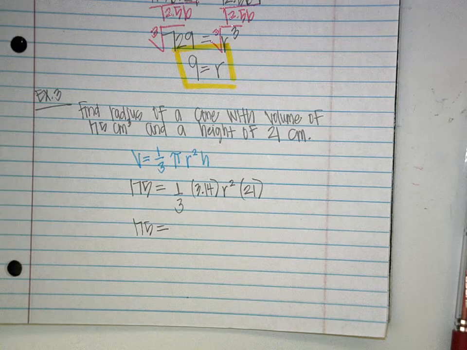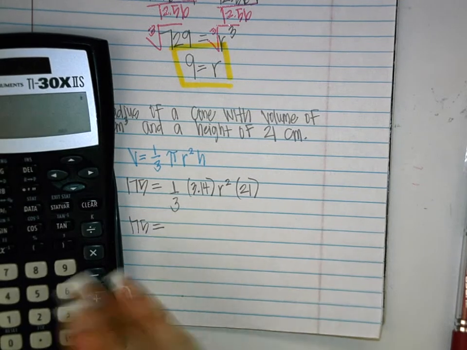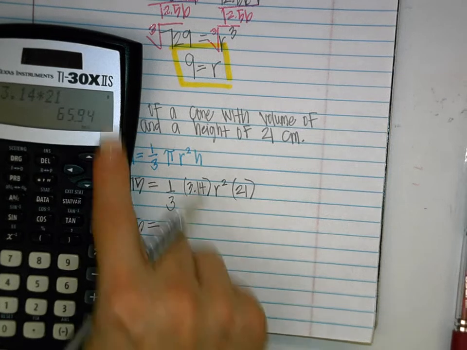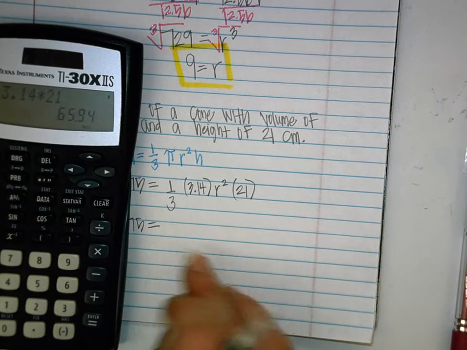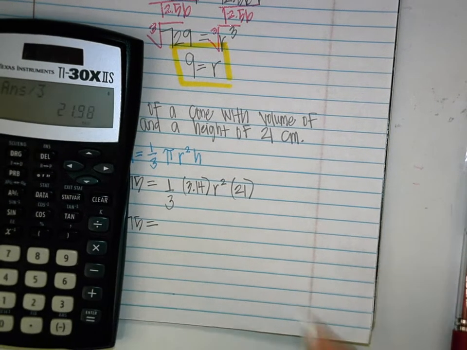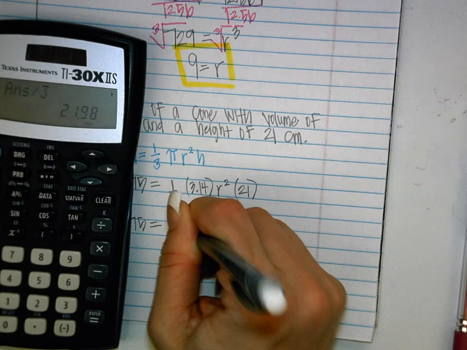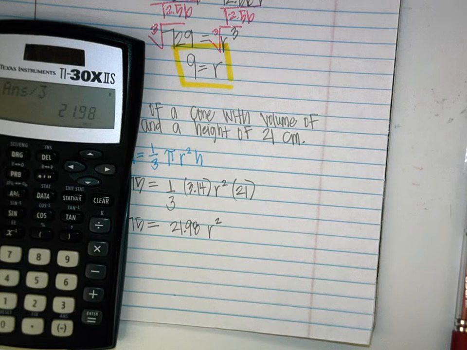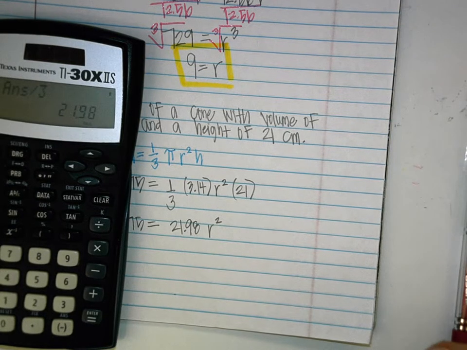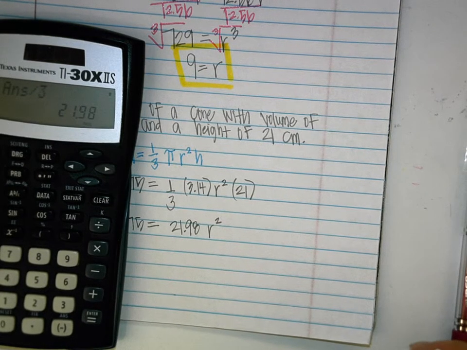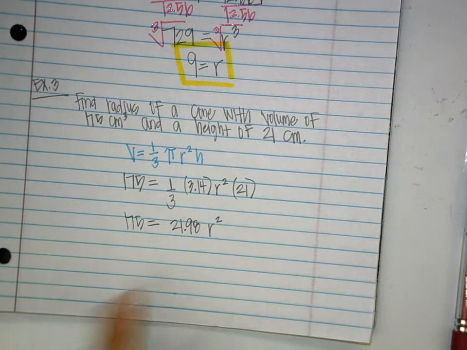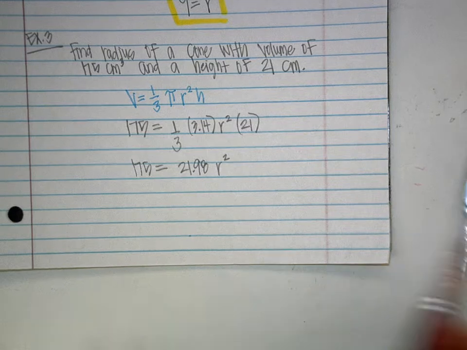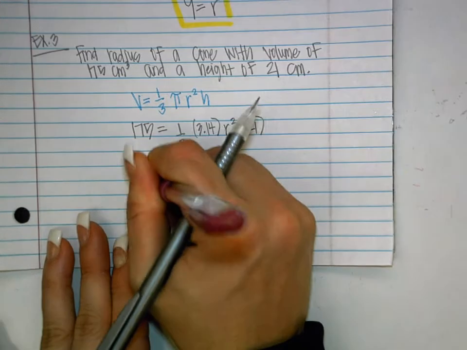Okay, look. On the top here, 1 times 3.14 times 21 gives you that number. You don't even have to write it down. Then divide by 3. So you get 21.98 and an r squared. Just do that on your calculator. You're more than capable of using a calculator. Then how do you get radius squared by itself? What are you gonna have to do? Divide it by 21.98.